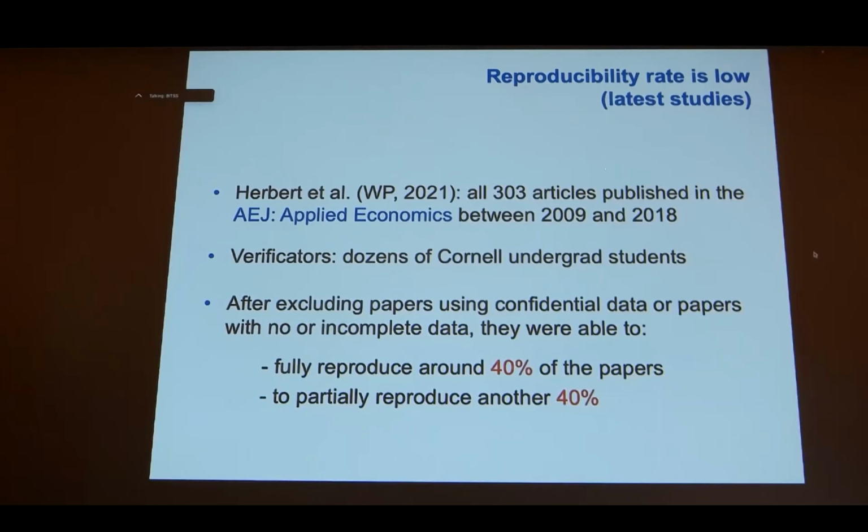More recently, Lars Vilhuber and co-authors pick all the accepted papers in the American Economic Journal: Applied Economics, and they use a battery of undergrad students. They exclude papers for which the data was not able to be generated, and they only reproduce 40%. So that's the current situation.